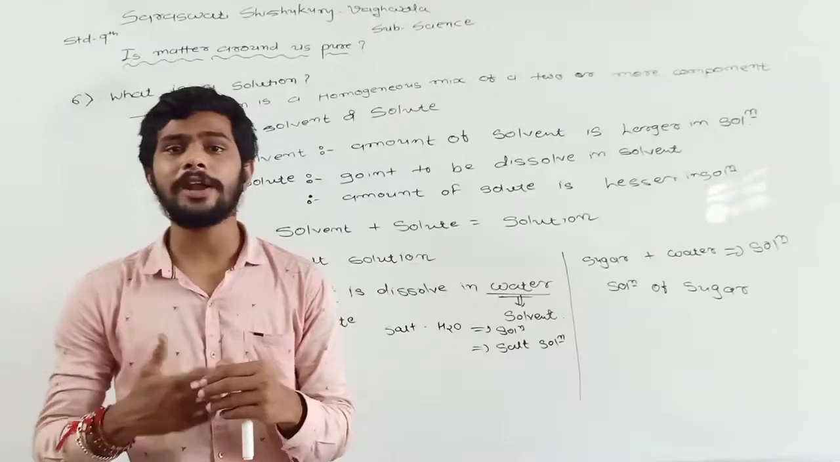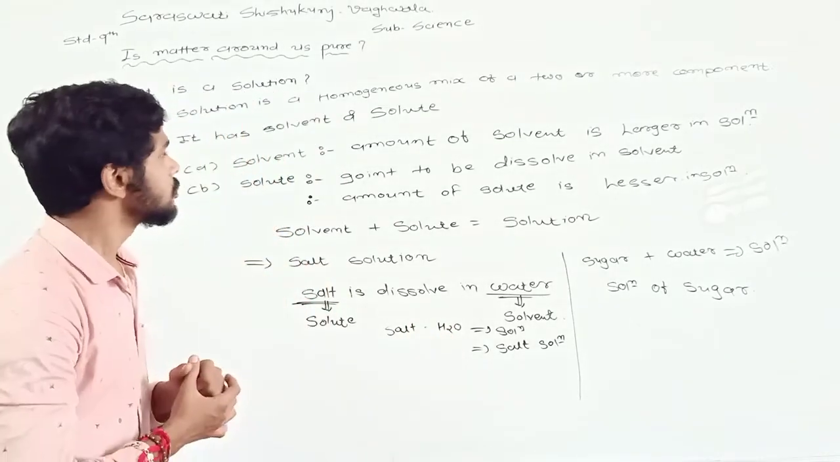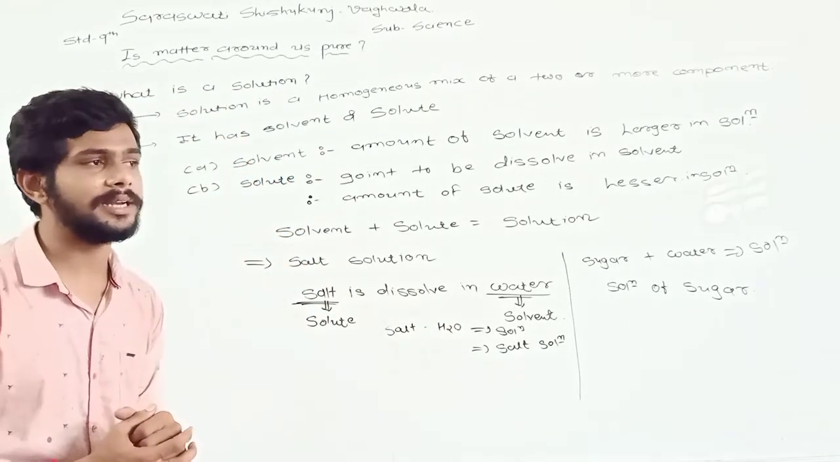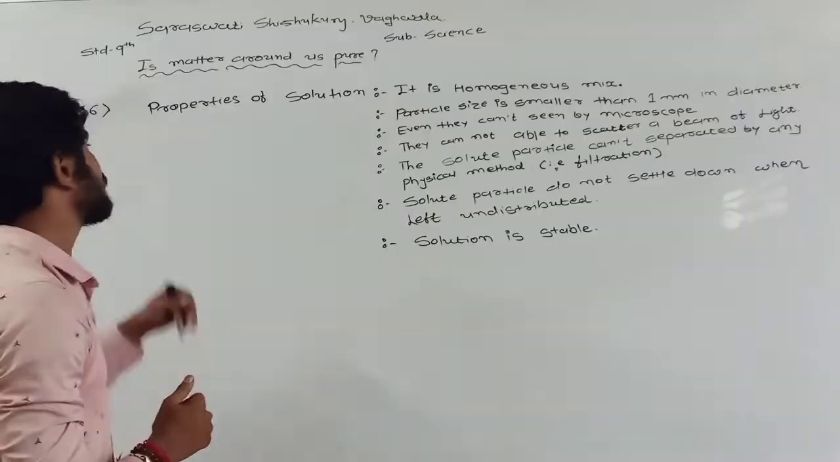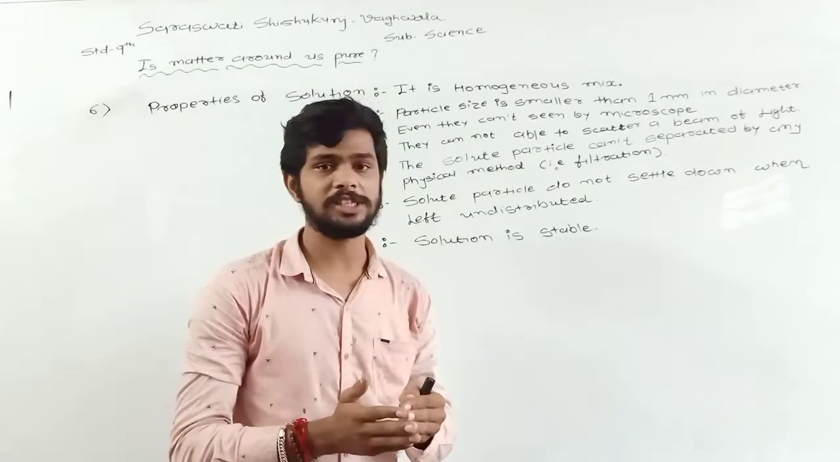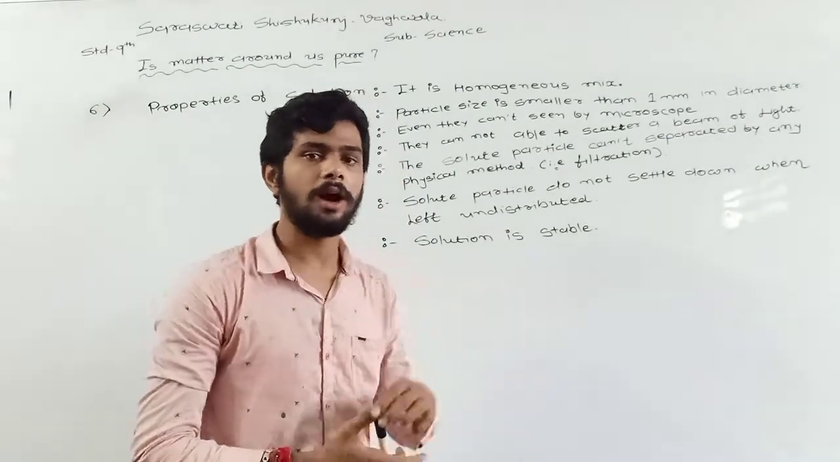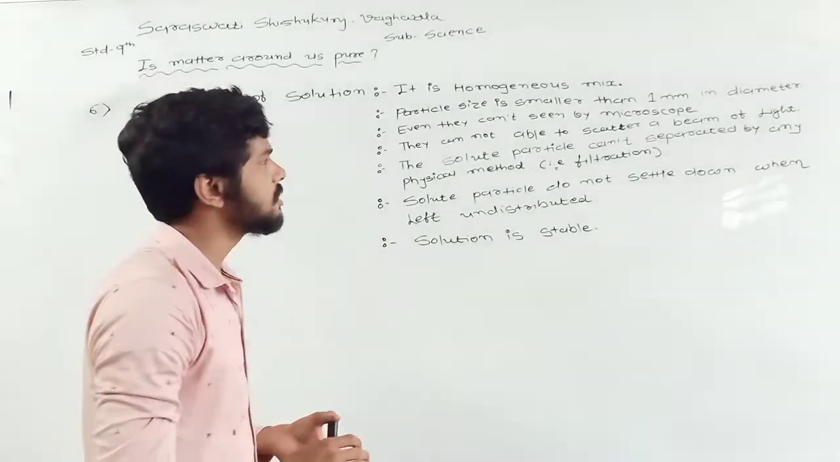Now we are going to talk about some properties and some examples of the solution. So let us discuss some properties and some examples of the solution. Now let us talk about the properties of the solution. So we can say that the solution is nothing but a homogeneous mixture, as we talked about in the previous topic.